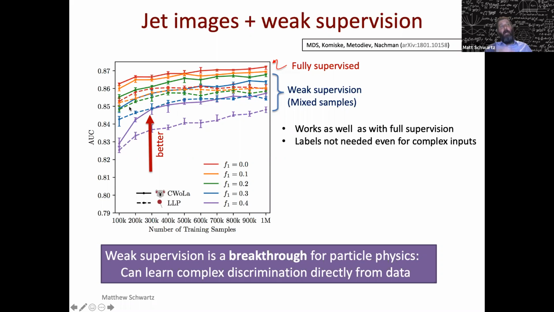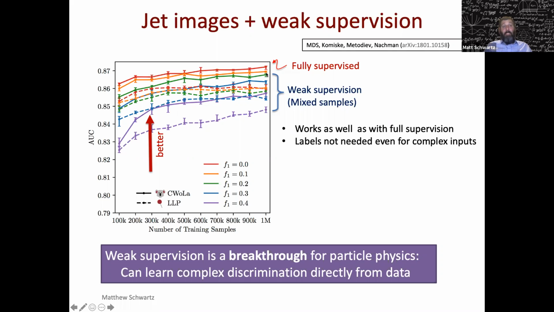So first, let me explain this plot. Again, this is some metric of discrimination power. The fully supervised is the red. The weakly supervised are these other various curves. So for example, depending on how pure a sample you have, if you have a 20% pure sample of quarks, you can do almost as well as fully supervised. I should say even with 30% or 40%, you're not doing bad, right? This whole axis only goes from 0.79 to 0.87. So you're doing nearly as well as the fully supervised case with weak supervision. Right? So why is this interesting?